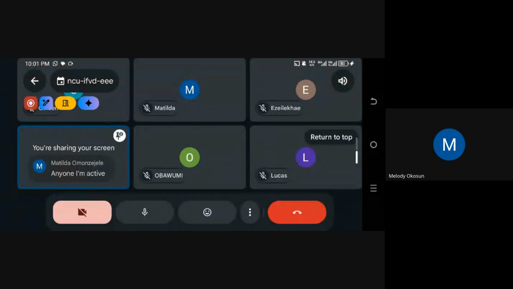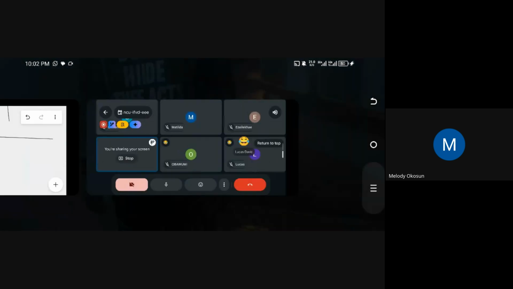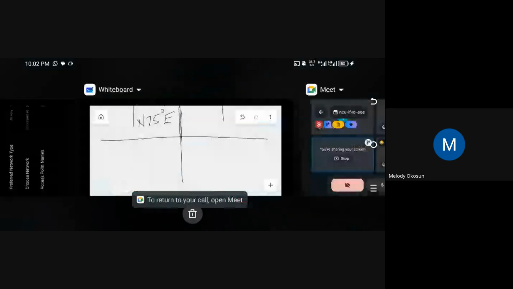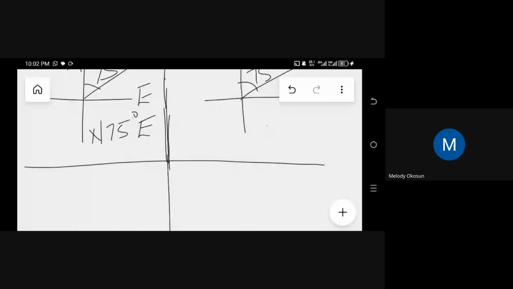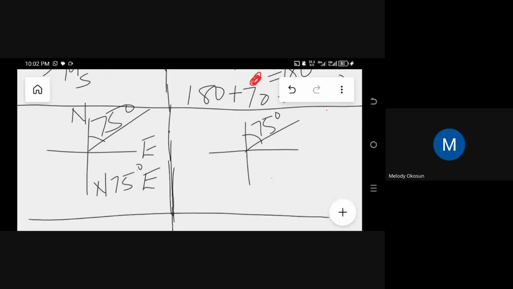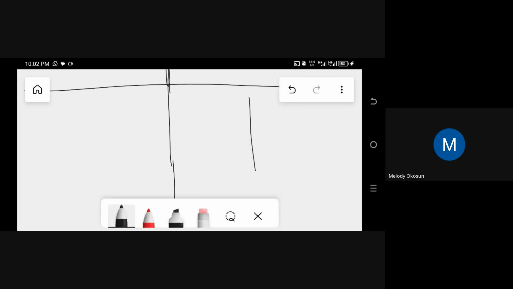All right, Matilda says she's active. Very good. Confident, that's a good thing. So Matilda says she's active, so I think we will take for Matilda's turn 3 digits to compass. For Matilda's turn, we're taking this.